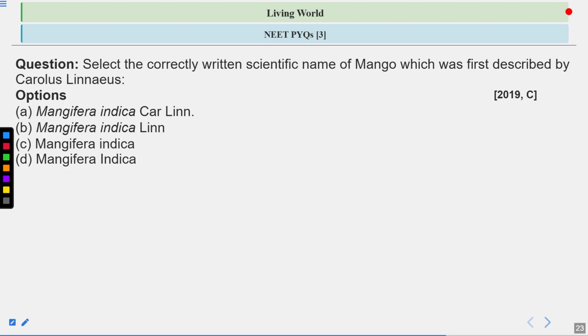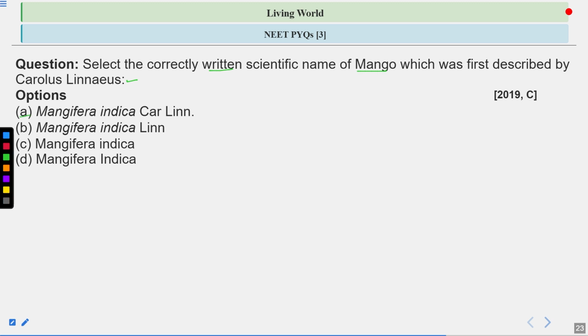Now let's discuss this question. You have to select the correctly written scientific name of mango, which was first described by Carolus Linnaeus. So mango, you all know what the scientific name of mango is. It is Mangifera indica. And the name of the author is written after the specific epithet, and that too in the abbreviated form. So you have to choose the correct way of writing the scientific name of mango.